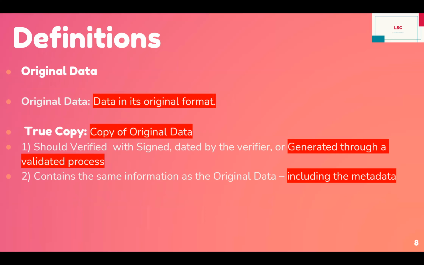So what is the true copy? True copy means a copy of original data. Means when you print out your chromatogram the first time, that is known as a true copy of your original data. It should be verified with sign and date by a verifier or generated through a validated process. Second, it contains the same information as the original data, including the metadata too. So whatever the worksheet you have, whatever the weight printout, whatever other measurement you have, should be combined with your data, and that is known as the true copy.